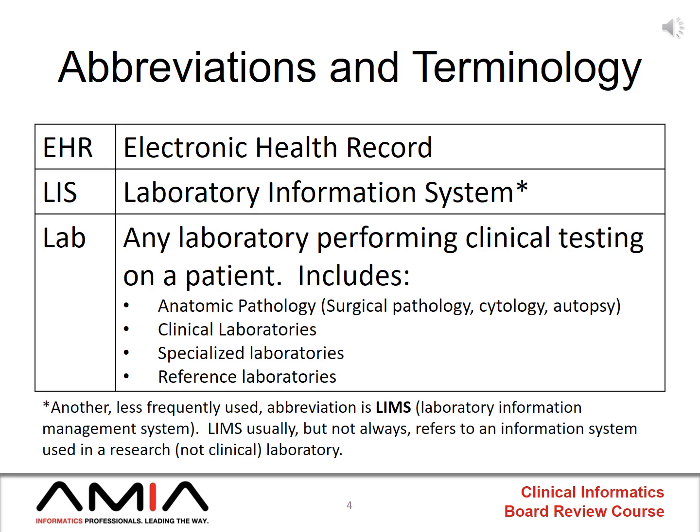When we talk about laboratories, this includes anatomic pathology, which is inclusive of surgical pathology, cytology, and autopsy, clinical laboratories, specialized laboratories, and reference laboratories. There's another abbreviation that is often used in circulation, which is LIMS, or Laboratory Information Management System. However, a LIMS usually refers to an information system used in a research laboratory and not a clinical laboratory, although you will find some variations in terminology there.